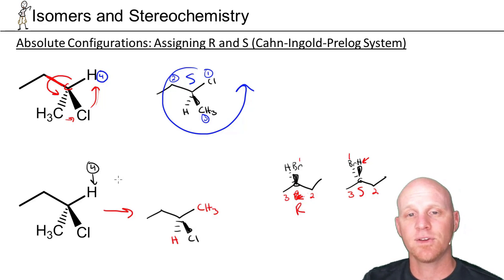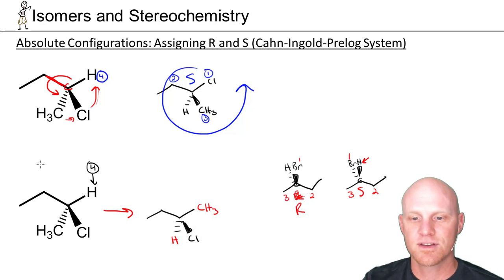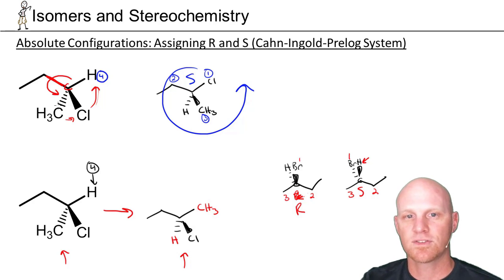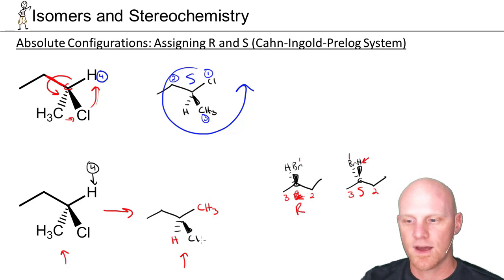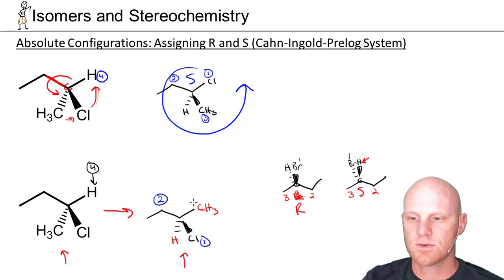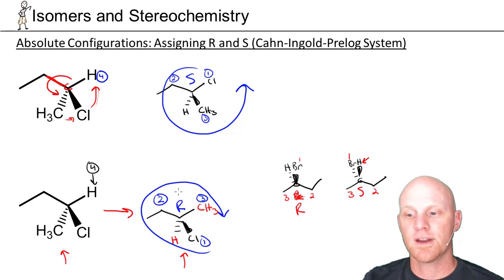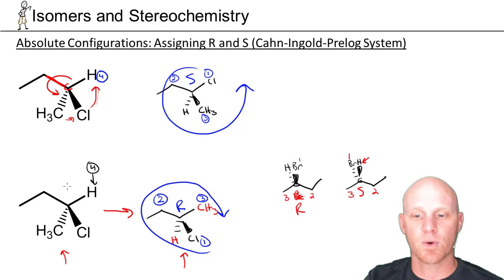And since I've had exactly two groups trade places, this original compound on the left and this one on the right are in exactly opposite configurations. So if we assign priorities now to the one on the right, 1, 2, 3, and as we go into our circle, it looks like R, and the lowest priority group's in the back, so it really is R. And if this is R, and it's the opposite configuration of the original, then the original must be S.